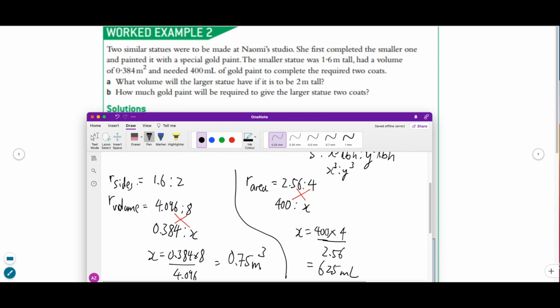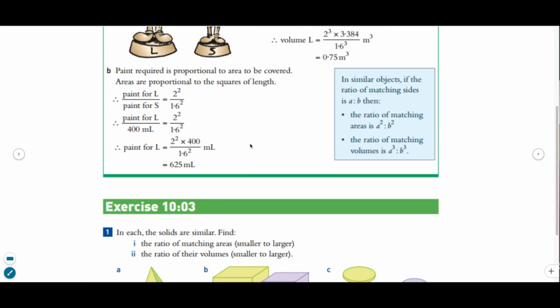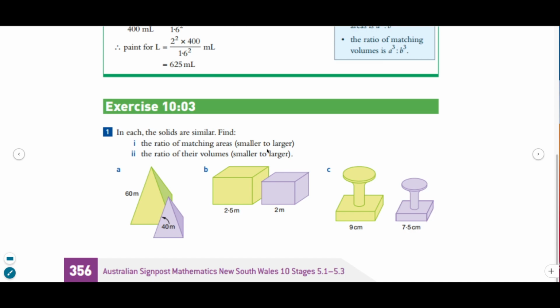Ratio of the sides, ratio of the areas, and ratio of the volume. So ratio of sides, you always need to start off with this when they give you these questions. To get the ratio of the areas, you have to square them. To get the ratio of the volume, you have to cube the ratio of the sides, right? Okay. So let's take a look at some of these questions.